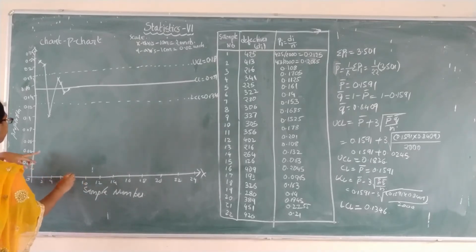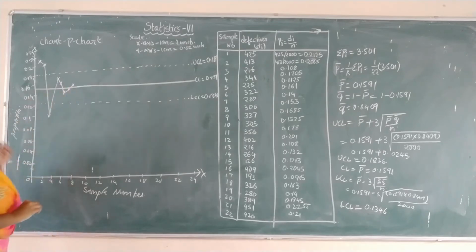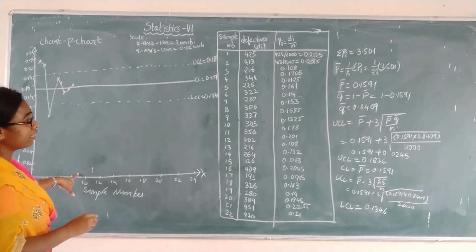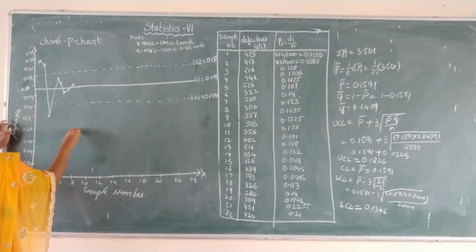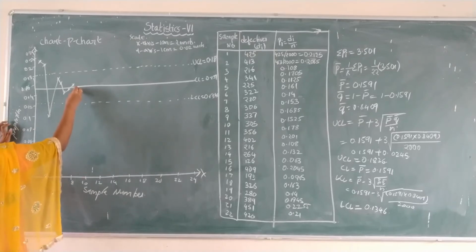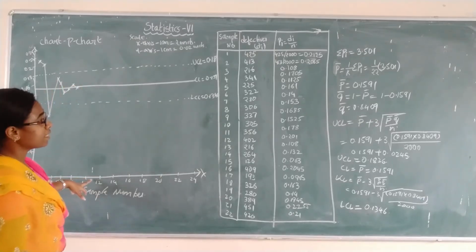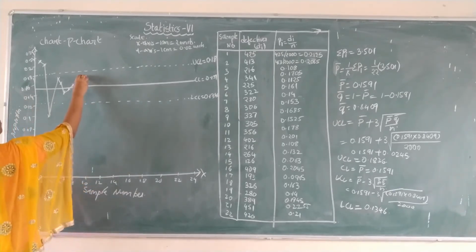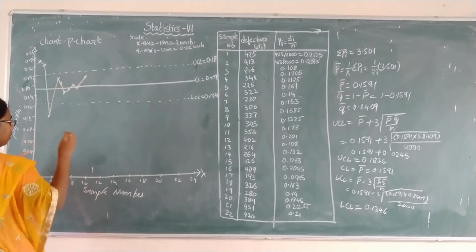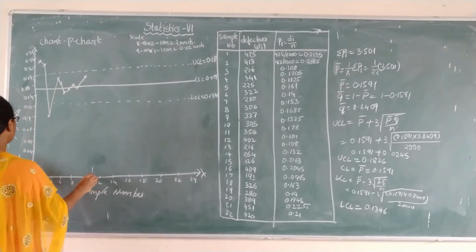0.16 only. 0.16 here. So you plot all the points, and the next point is the ninth. At the ninth sample, the value is 0.15. Next, the 10th sample, the value is 0.17. Next, the 11th sample, the value is 0.20.